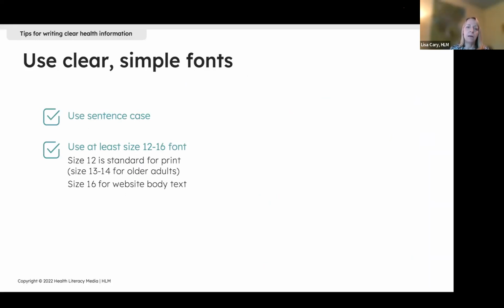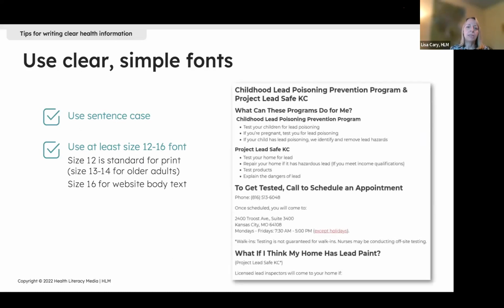So let's talk about fonts. It's always good to use simple fonts like the ones that KCHD used for this web page on lead poisoning prevention program. It's good to use sentence case, and that means you're only capitalizing the word at the start of a sentence. And you can see in this heading that the arrow is pointing to, this is title case, where every word is capitalized. It just makes it a little bit harder to read because people are used to sentences.